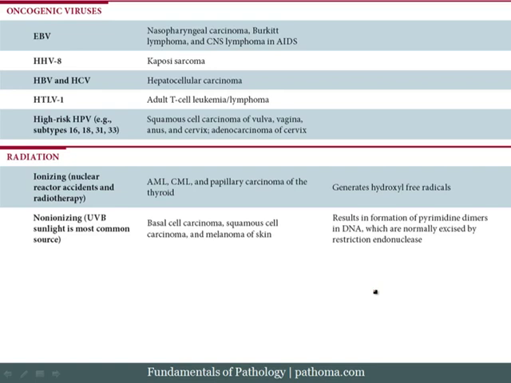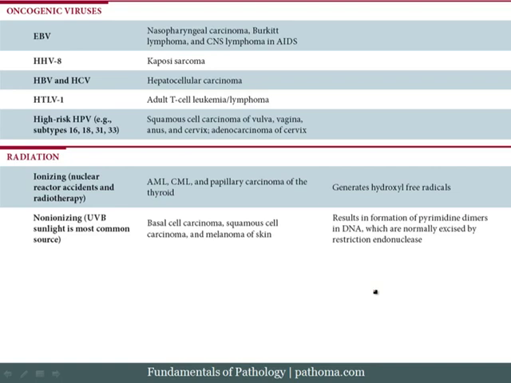We'll talk about that in more detail when we do your white blood cell lectures, but that's an important association. And then finally, high-risk HPV, subtypes 16, 18, 31, and 33, those are associated with squamous cell carcinoma of the vulva, vagina, anus, and the cervix. And they're also associated with adenocarcinoma of the cervix. And so these are some high-yield viruses that are associated with tumors, and you're going to hear about most of these viruses again when we do systemic pathology. So really what I'm doing here is I'm just planting a seed in your mind, and I'm going to water it a little bit later. So those are the oncogenic viruses that are associated with tumor formation.